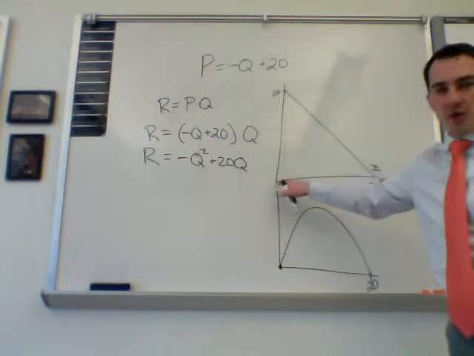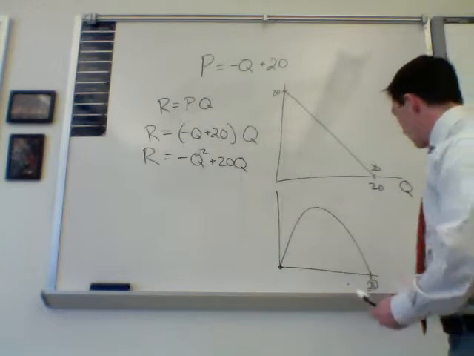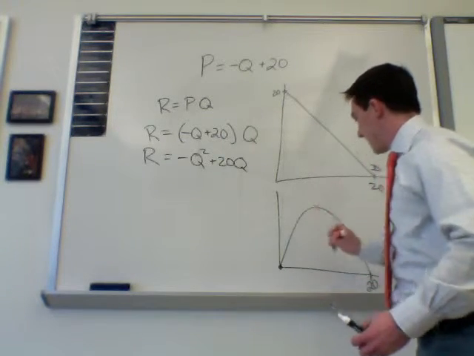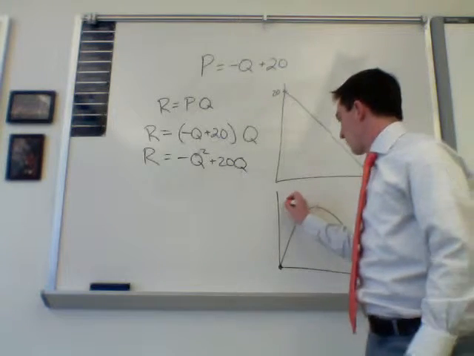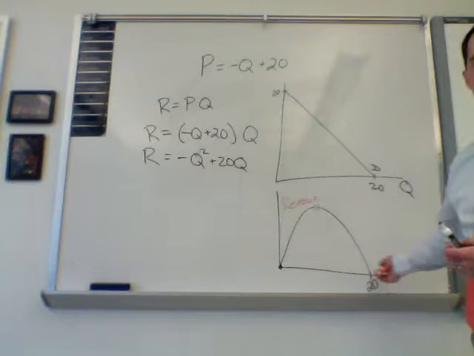Well, if you charge $0, you can sell 20 of them. That's great, but you're bringing in 0 revenue. So somewhere there's a maximum of this revenue. So this is the revenue that a firm has for selling a certain quantity.